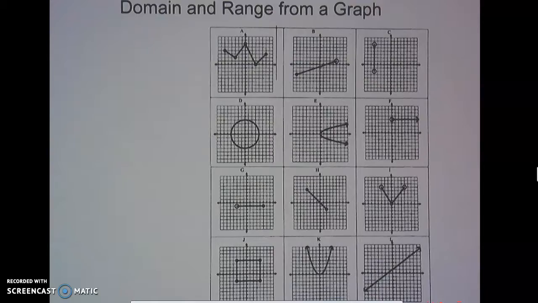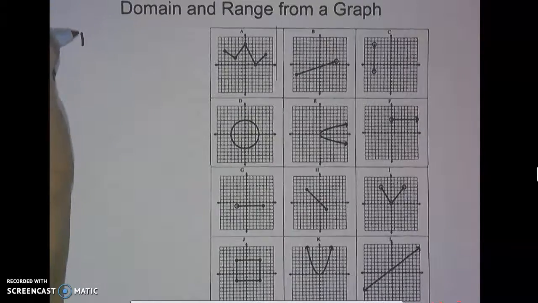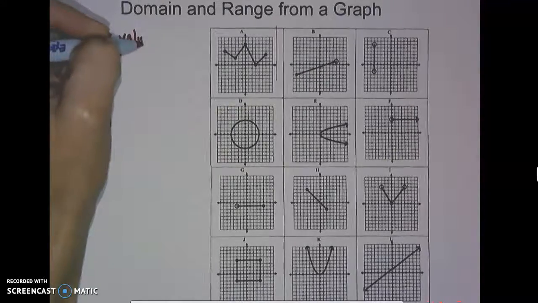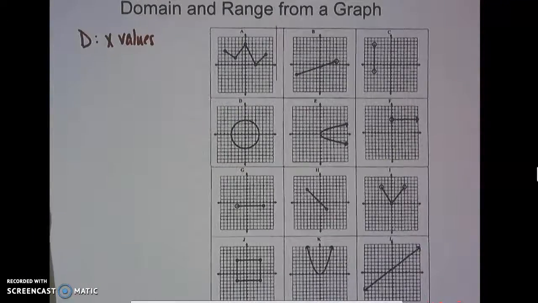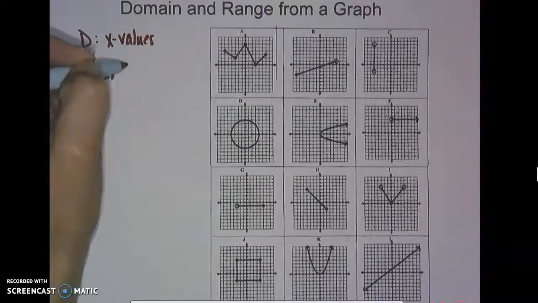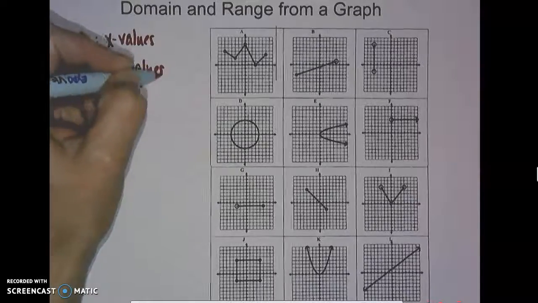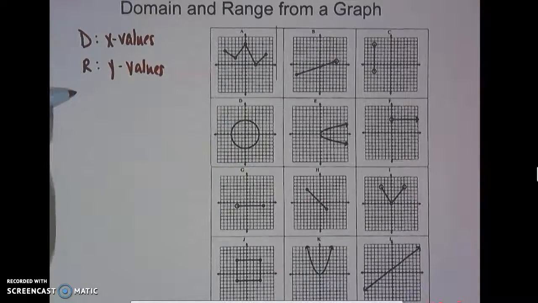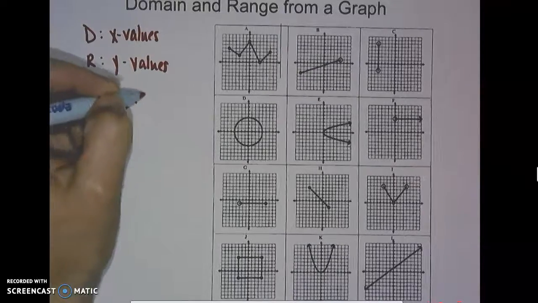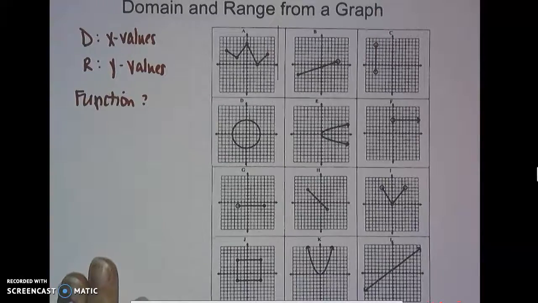So we have to remember again some stuff about domain and range. Domain is going to be the x values. Those are our input values. The x values are the domain, and the range is going to be our y values. And another question that's going to come up here is if it's a function.